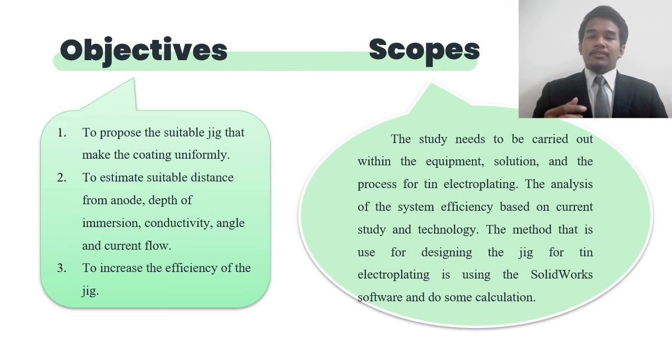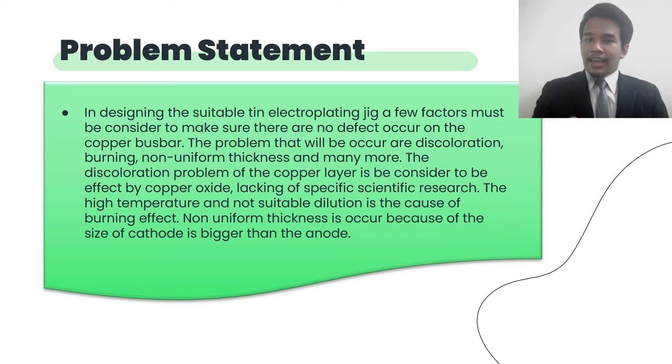The scope of the project is that the study needs to be carried out within the equipment, solution and process for electroplating. The analysis of system efficiency is based on the current study and technology. The method that I use in designing the jig for thin electroplating is using SolidWorks software and doing some calculation. The problem for this project is designing a suitable thin electroplating jig.